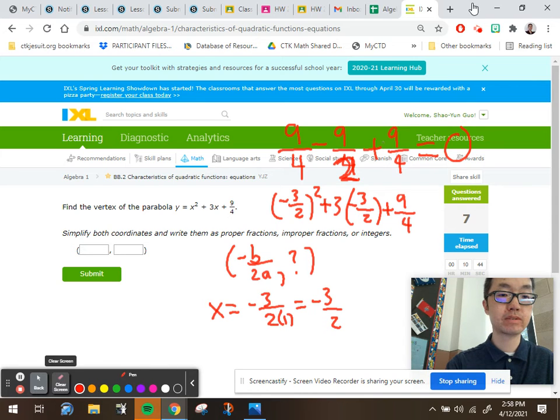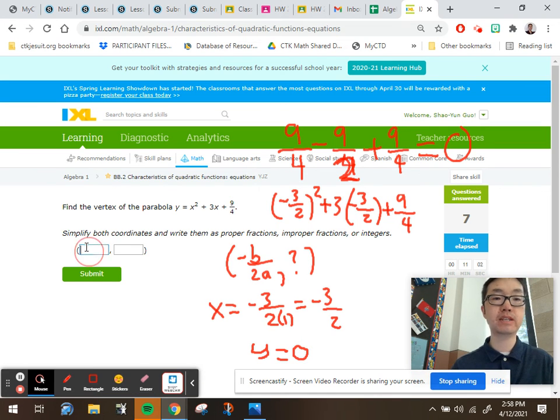Why is this not working? Pen. Okay, it works. Well, my pen is having a little trouble right now. Sorry. I'm just going to mouse it, y equals 0. So we put those numbers back in. Negative 3 over 2, comma, 0.